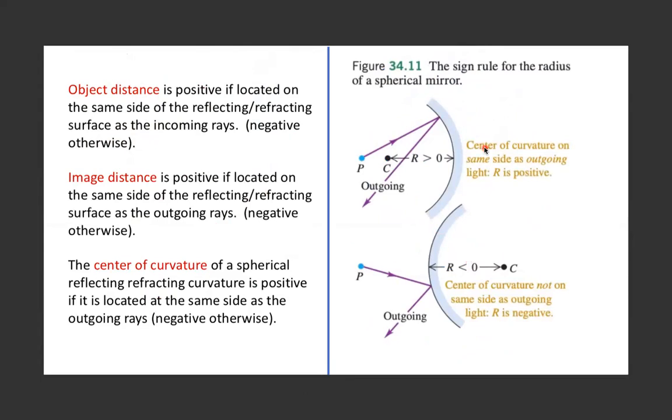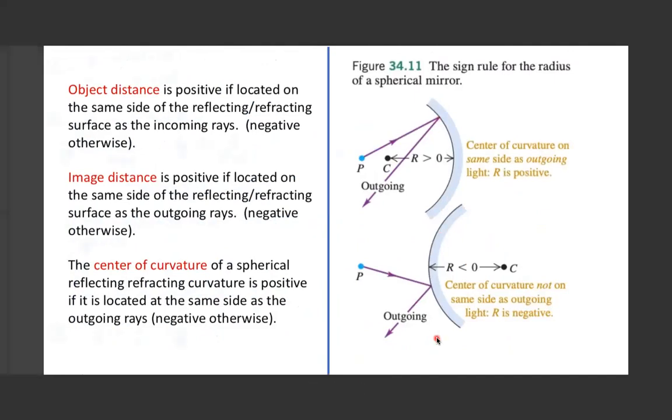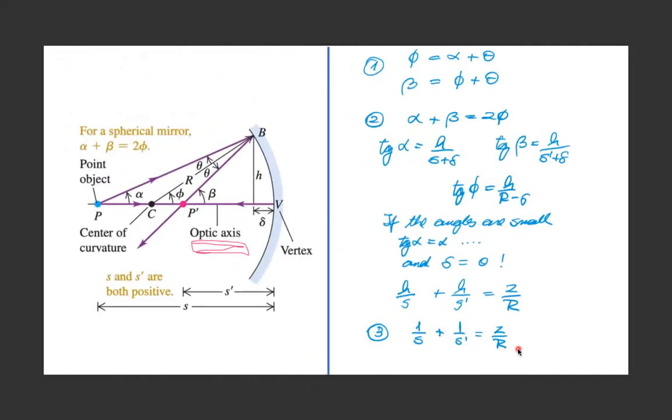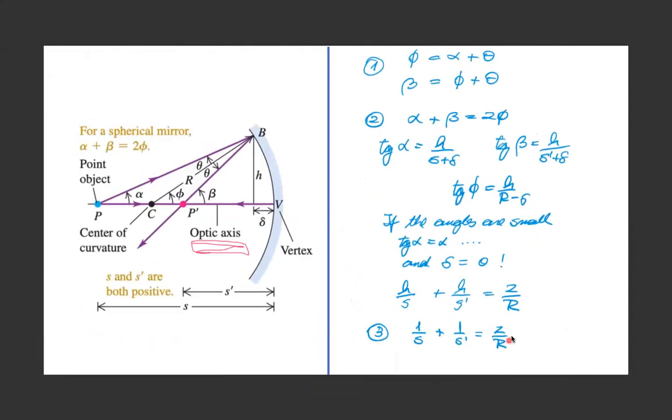So what you will see is that if we have a concave region, r is greater than 0. If we have a convex region, the center of curvature is on this side. This is the outgoing rays. So the r value will be less than 0, and this relationship will hold true for both, for this and this, if we just follow the sign rules for s, for s prime, and r. And this expression for image formation is the same.